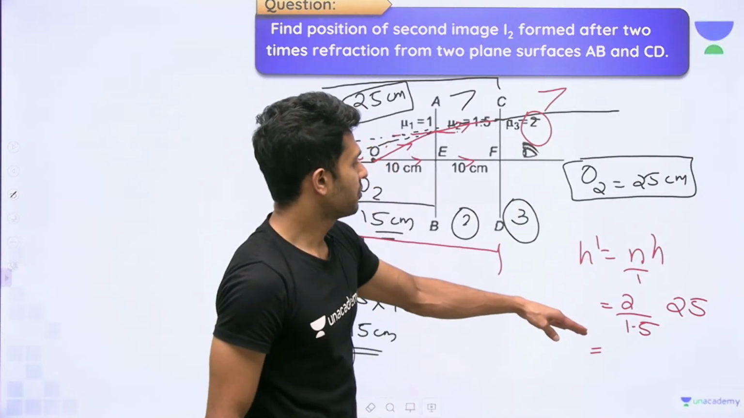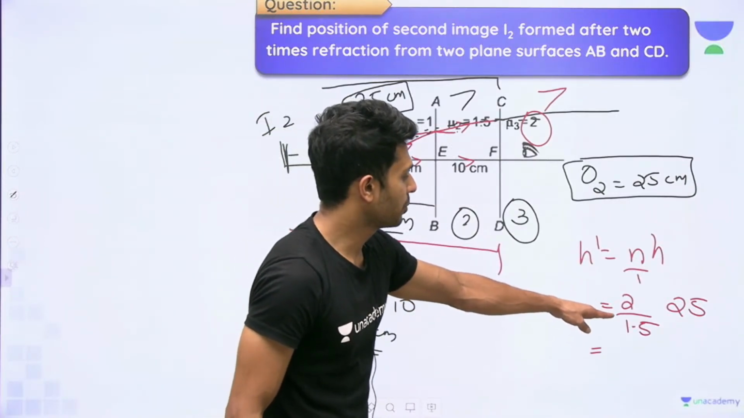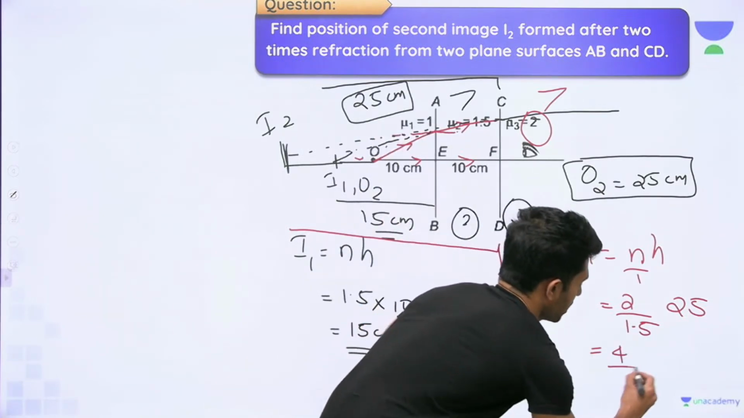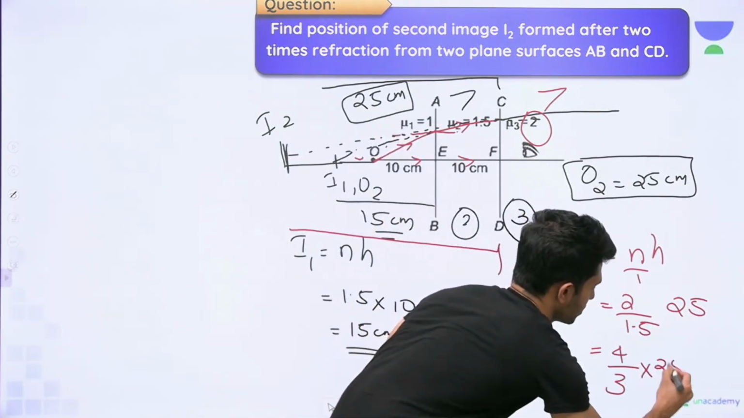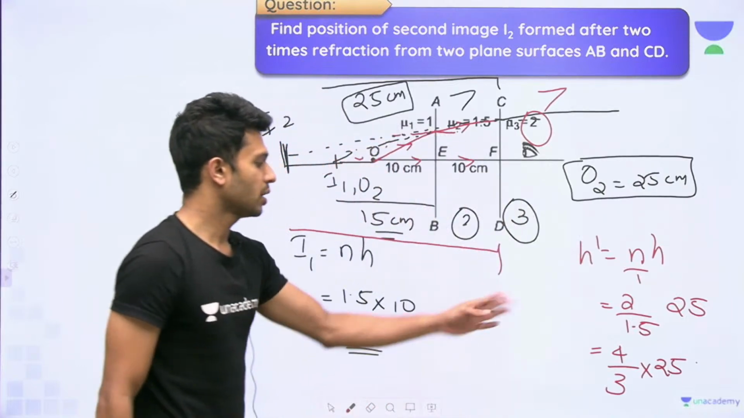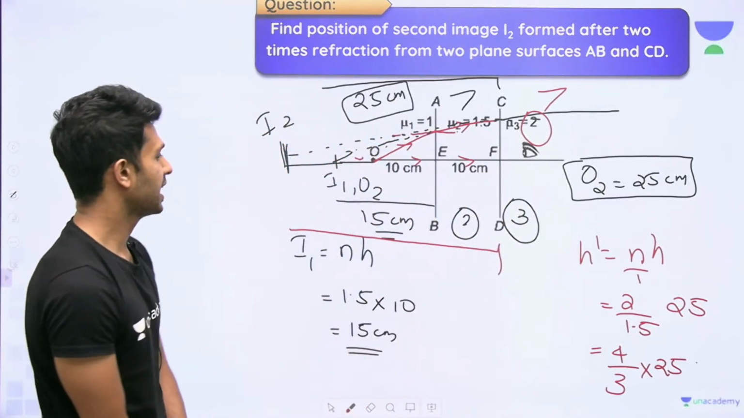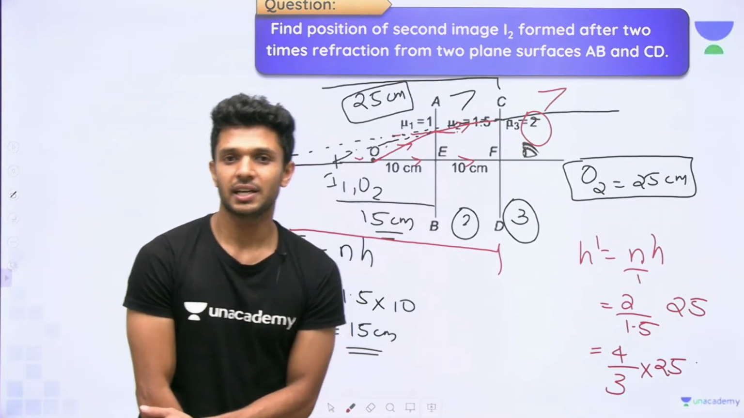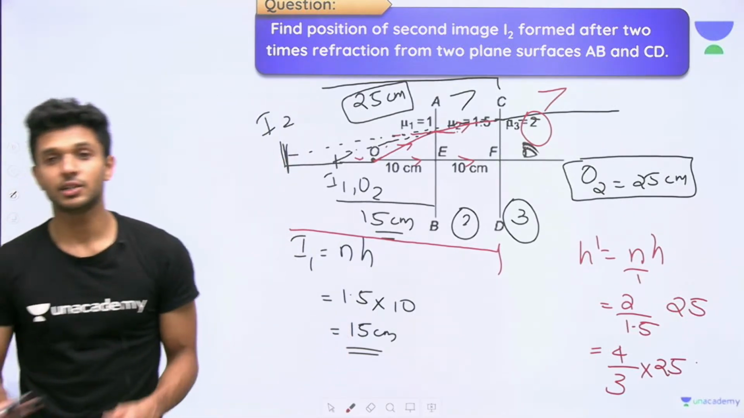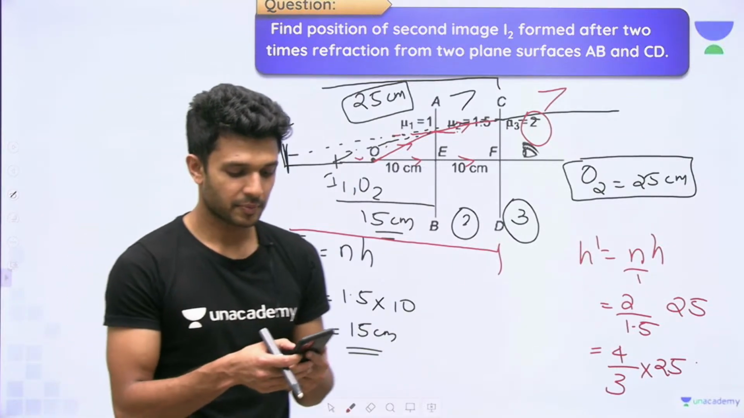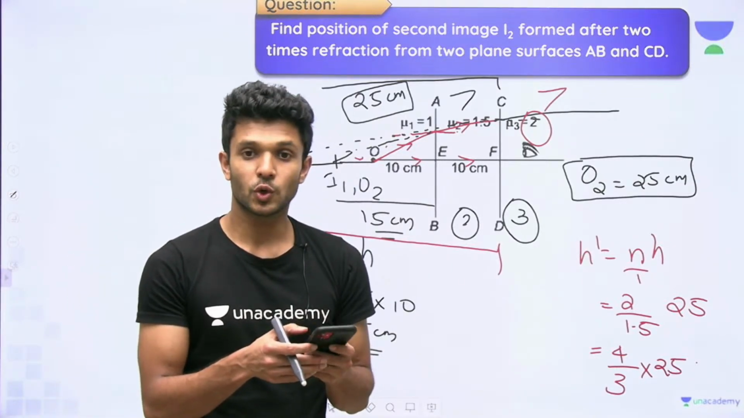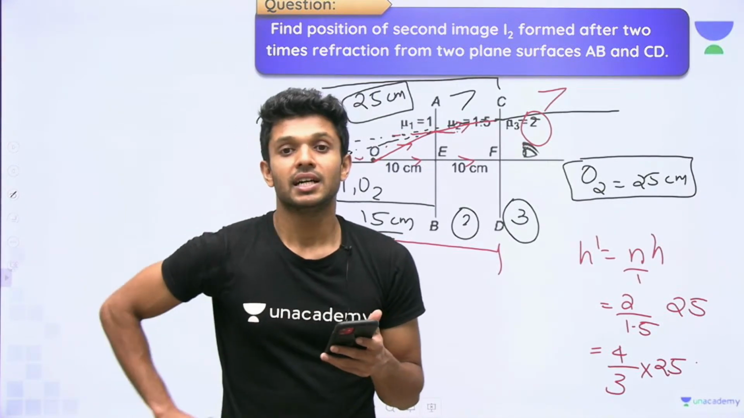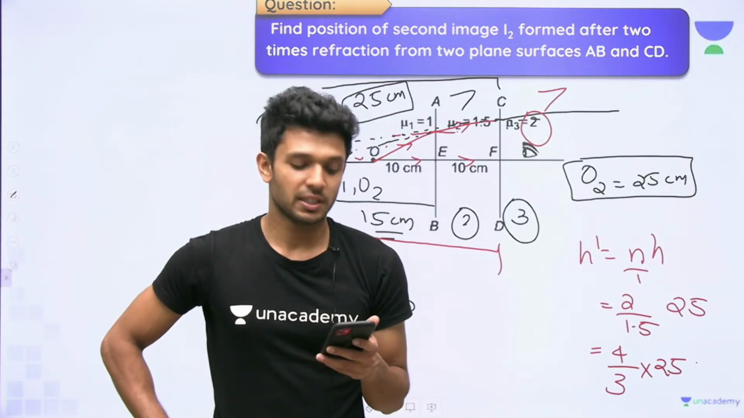So 2 by 1.5 into 25, so 1.5 is 3 by 2, it will go up. So 4 by 3 into 25. So almost 100 by 3 will be the final answer you will be getting. Understood now? Okay. We have used so many concepts, and we have done so many problems also based on the concepts we have learned.